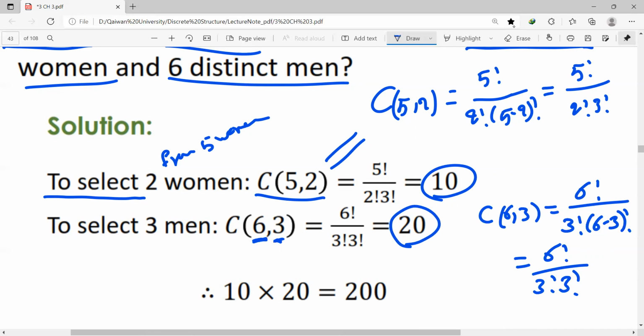Now we have 10 ways for selecting 2 women and 20 ways for selecting 3 men. We just multiply them. Multiplying these 2, we get 200 ways. That means choosing 2 women and 3 men out of 5 women and 6 men, we can do it in 200 ways. That means we have 200 ways for selecting a committee of 2 women and 3 men.